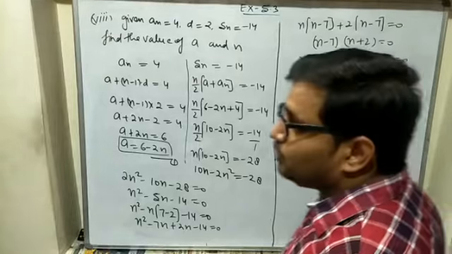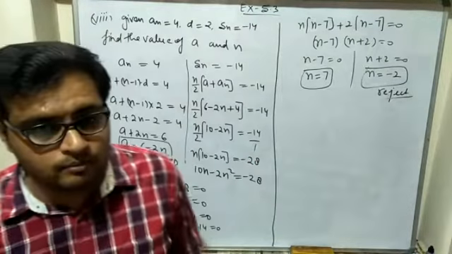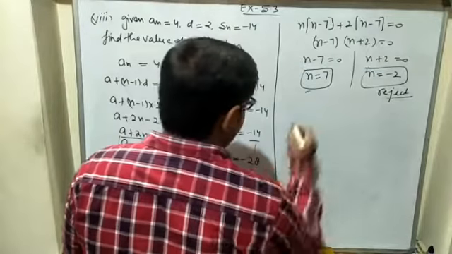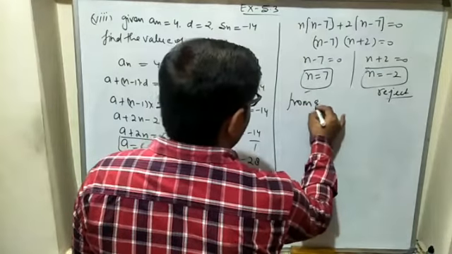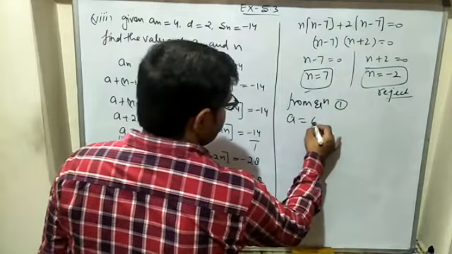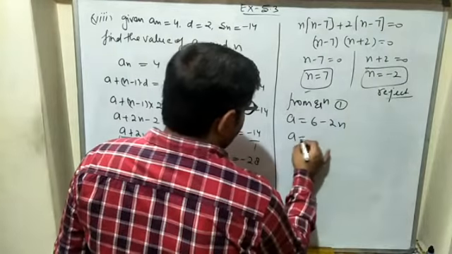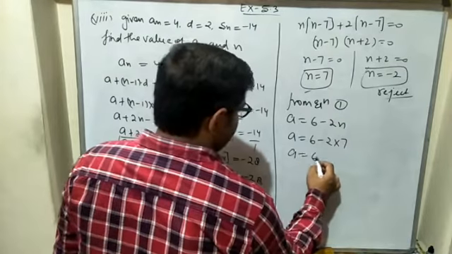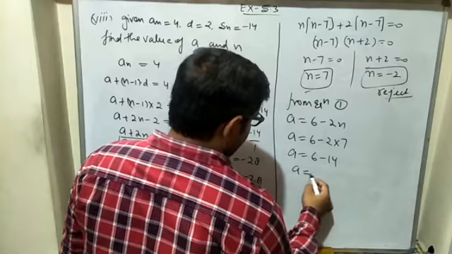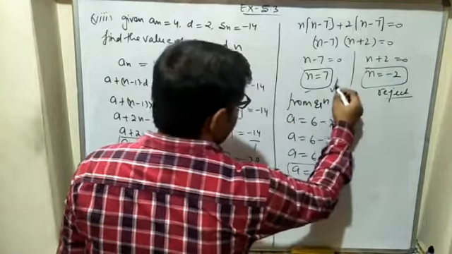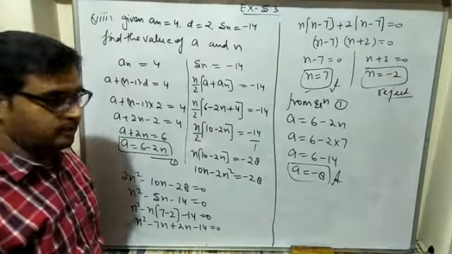Why are we rejecting? Because the number of terms will never be negative. So we get the value of n is 7. So from equation 1, what is your equation 1? a equal to 6 - 2n. So a equal to 6 - 2 into 7. So a equal to 6 - 14. So a equal to -8. The value of a is this, and the value of n is this, 7.